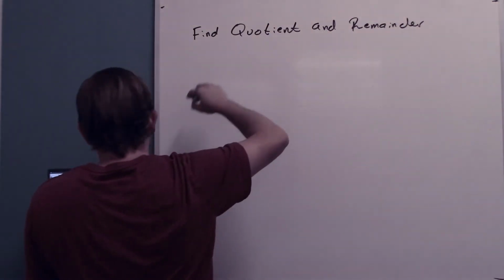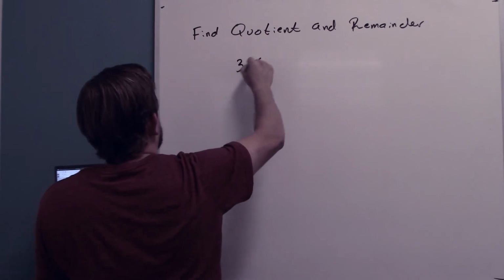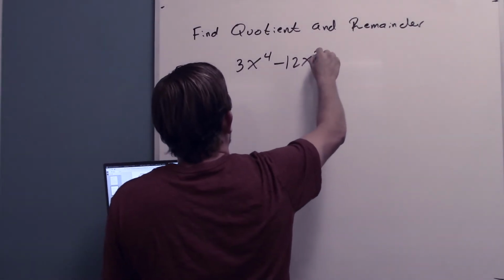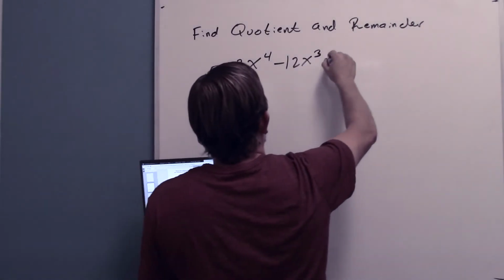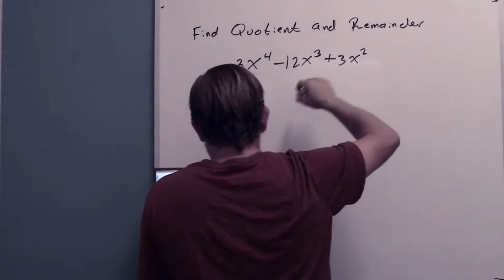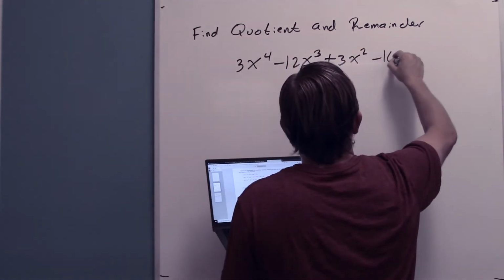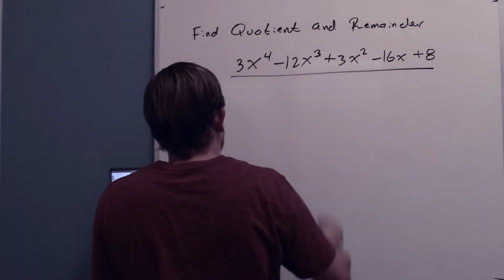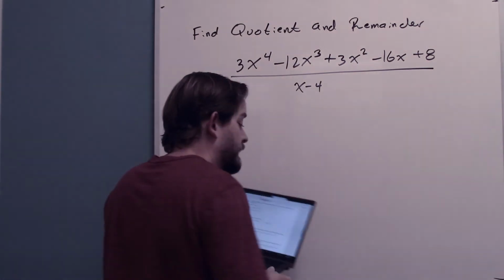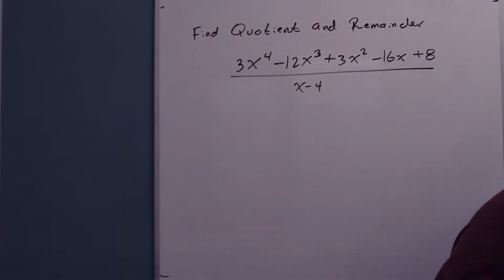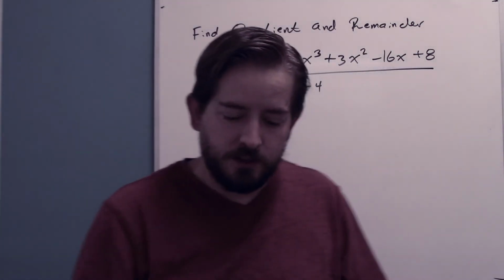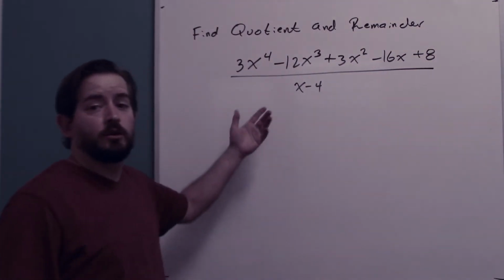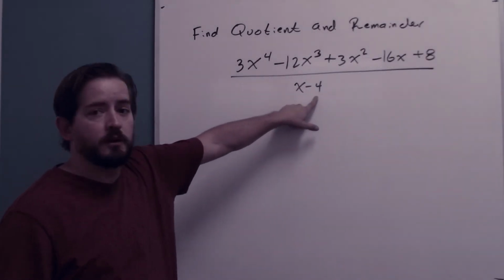And then they give us 3x to the fourth minus 12x to the third plus 3x squared minus 16x plus 8, all over x minus 4. Because the denominator is a simple first degree polynomial, I can, if I choose to do so, do long division, or I can do a synthetic and just divide out 4, right?